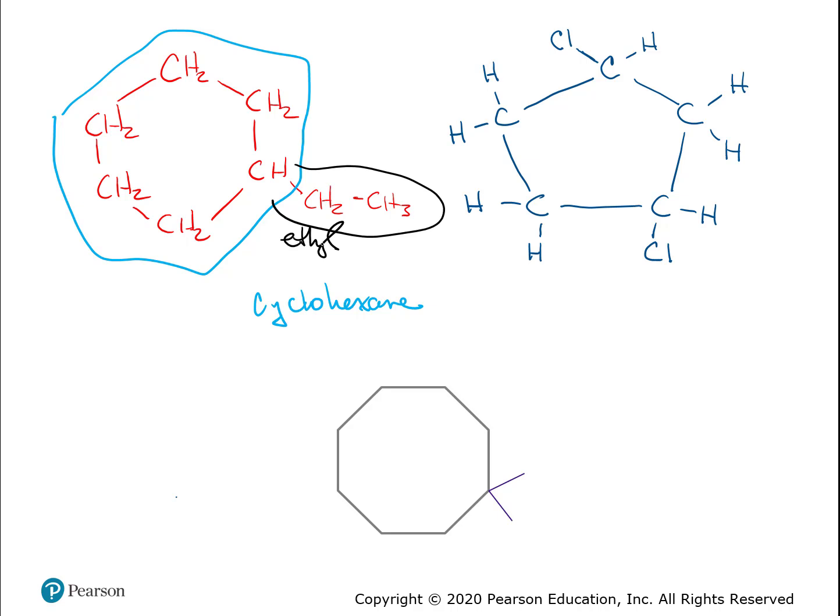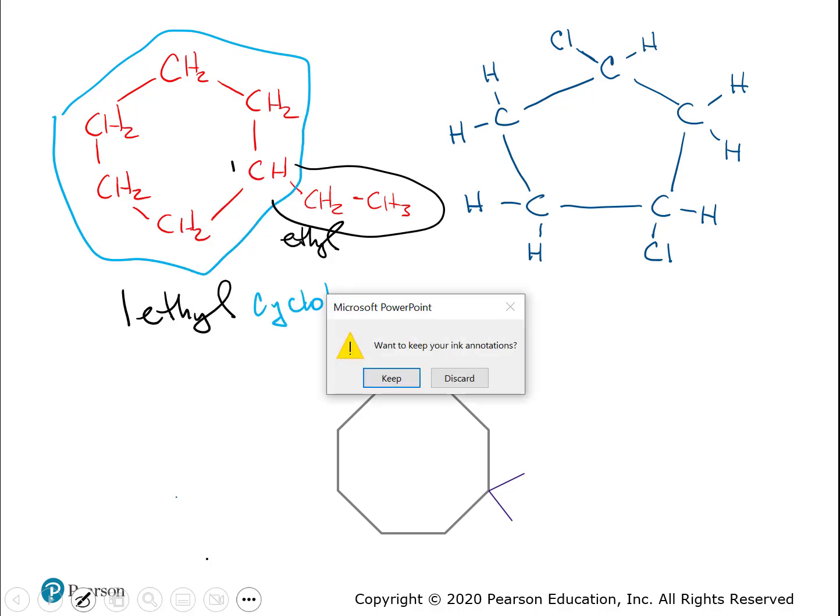There's only one. So if you have a ring and there's only one, where would I start numbering? At the hanging group, right? Because it would make it a 1. It's going to be on the first one because you always want to have your hanging group with the lowest number. So this one would just be 1 ethyl cyclohexane. Okay? All right, so I will quit there.